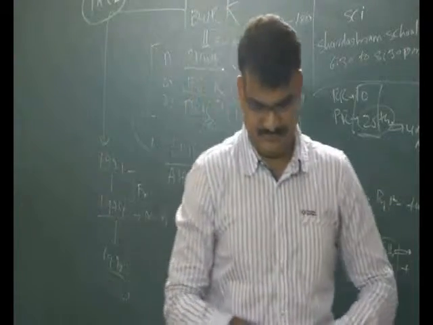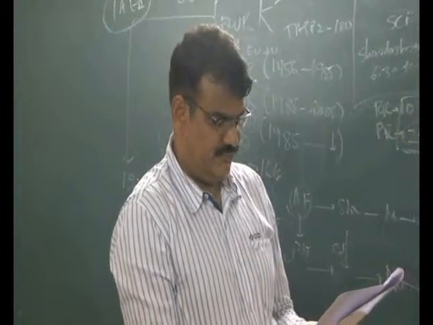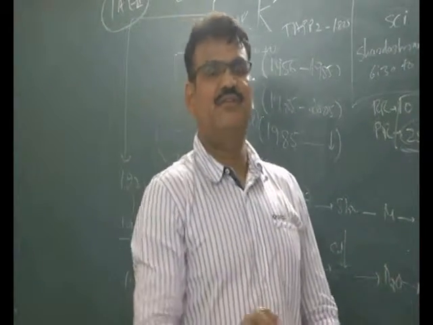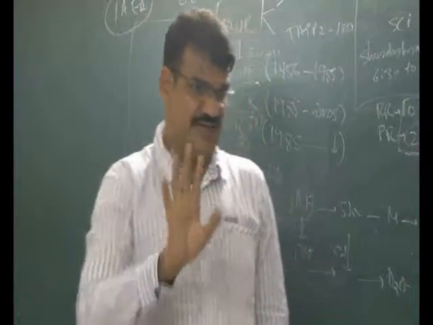Third number. Biological mapping of the moon. Number 4, biological mapping of the moon. Yeah. So now this is a question related to what? Space science, or it is called astronomy.